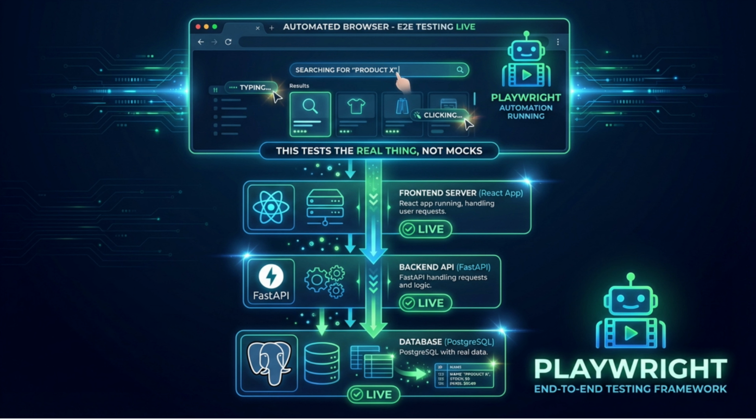PIV 3 is optional but powerful. End-to-end tests use tools like Playwright or Cypress to automate a real browser. They simulate what an actual user would do. Type into the search box, click the button, wait for results to appear, verify the correct products display. Unlike unit tests that mock dependencies, E2E tests run against the real system. The real front end talks to the real backend, which queries the real database. This is the ultimate validation that everything works together.